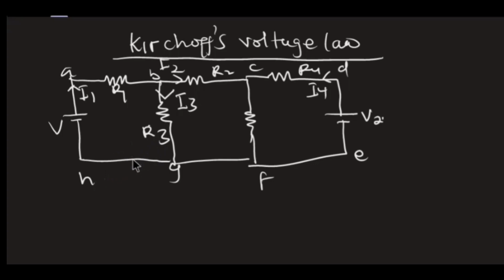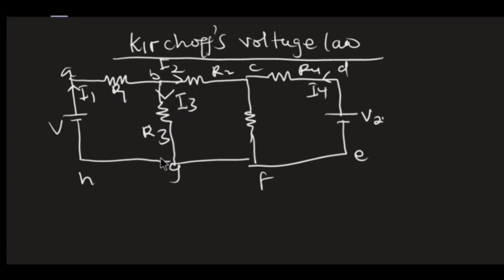Or in other words, you can say that in a closed loop, the voltage drops across each element is equal to the total voltage. And we've talked about that in the voltage drop session. So in this session, Kirchhoff's law is saying that we are going to have voltage drops across elements in any loop.